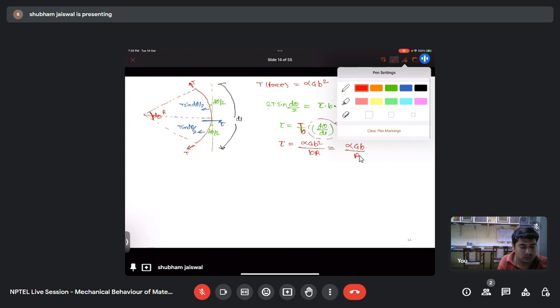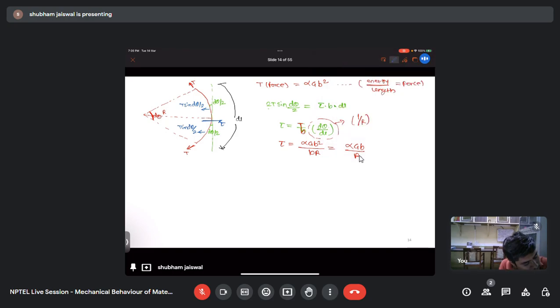So, let me write down. This equation is the internal or external shear stress required to make a radius R in a dislocation. Okay. So this is about the line tension.